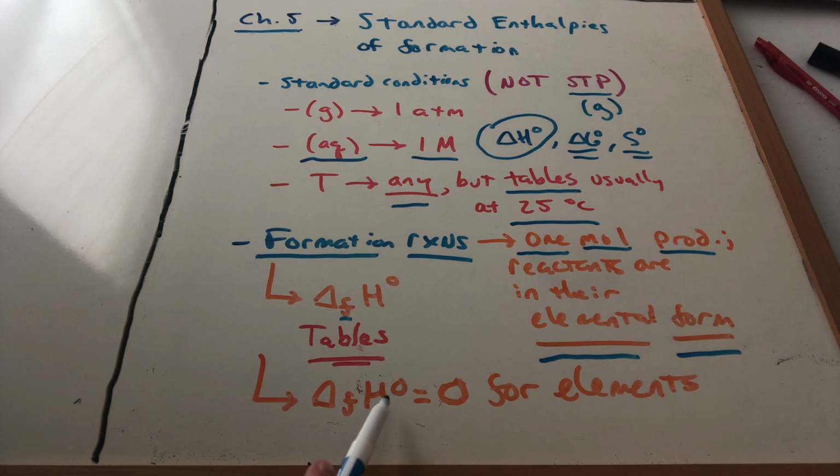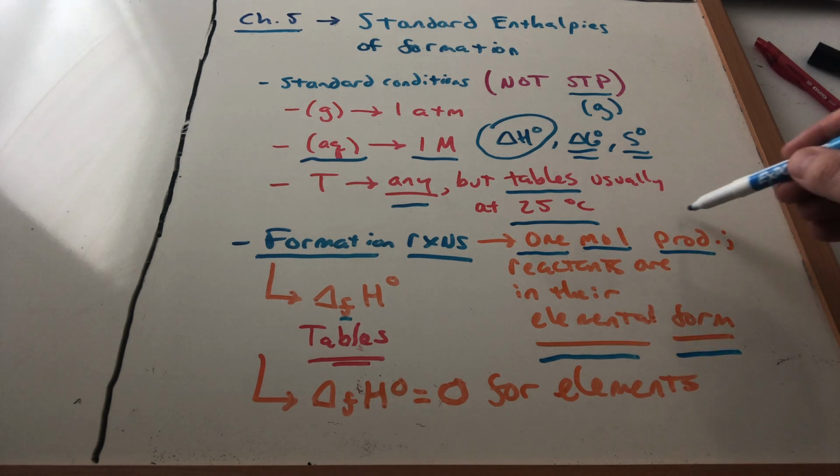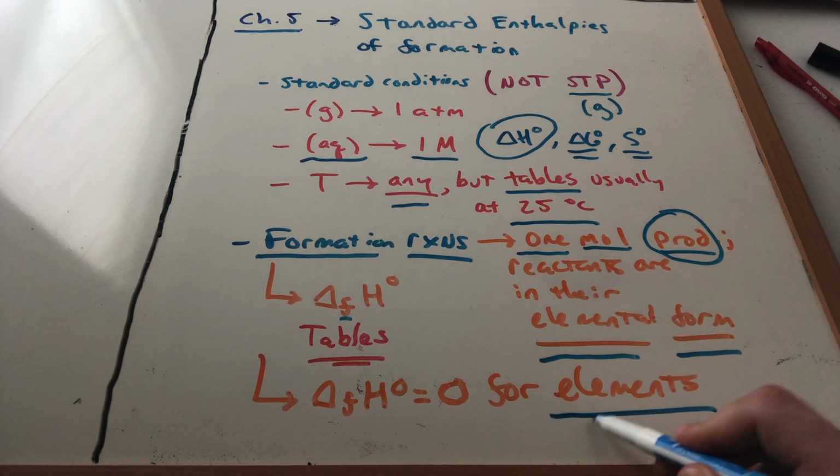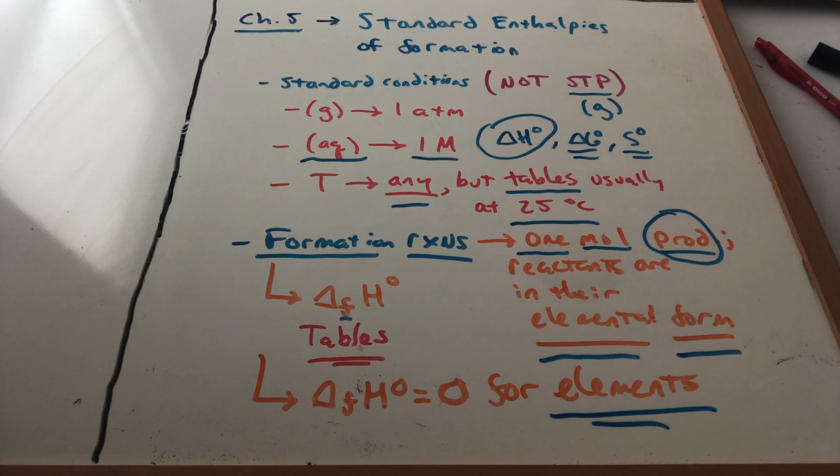Delta H naught for formations, because we have this definition where we need a product that's a compound, well, if we ever have elements and we're thinking about their formation, they don't really have a formation reaction because you have to have a compound. And so delta formation H naught for elements is 0.